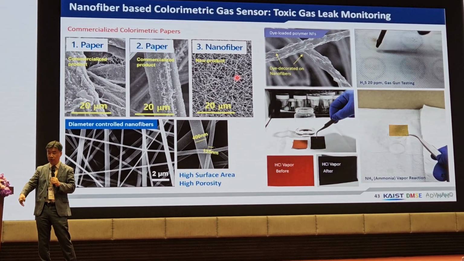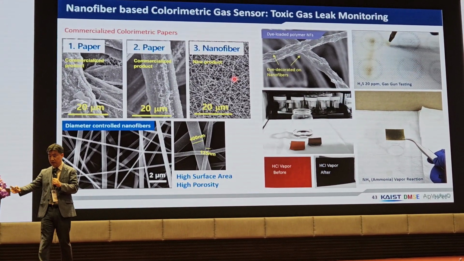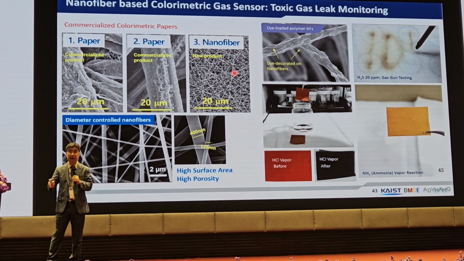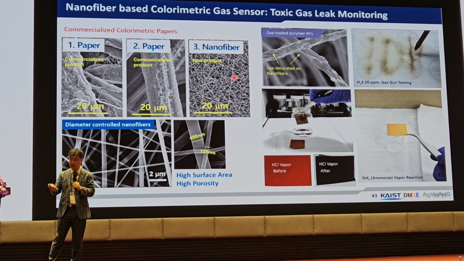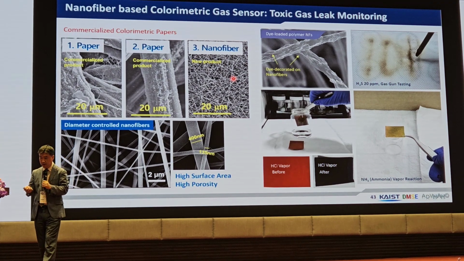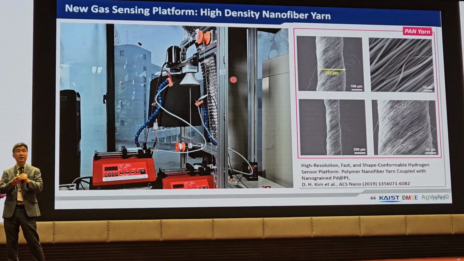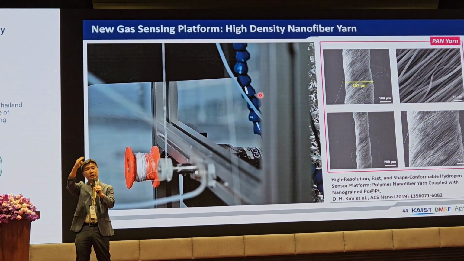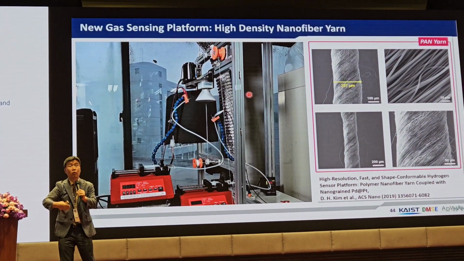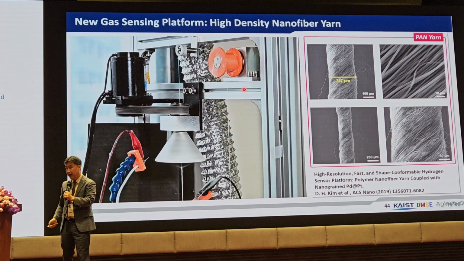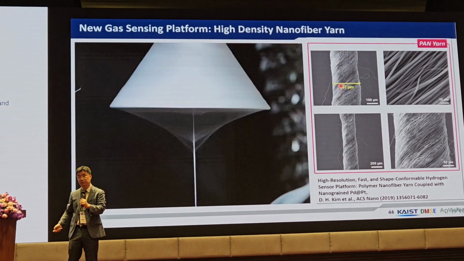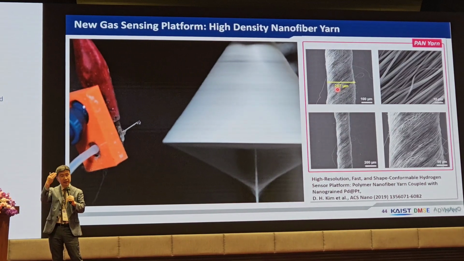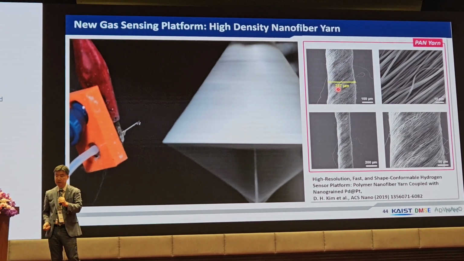So we measure hydrogen sulfide. This is an ammonia case. Then HCl vapor. Then any kind of toxic gases can be detected using this nanofiber technology. Okay, then we put them together, then high-speed rotation drum, then after the winding, we can get such a high density nanofiber yarn, okay? Very high density, that means we can maximize color changing intensity.